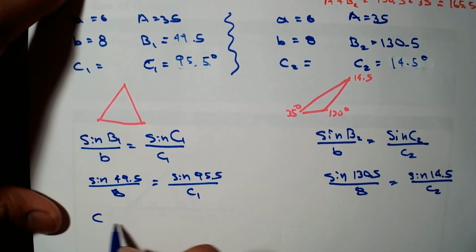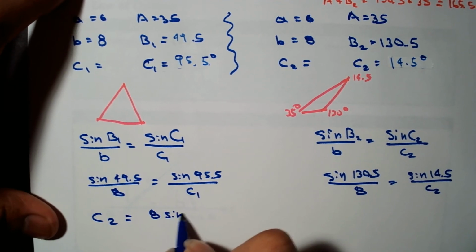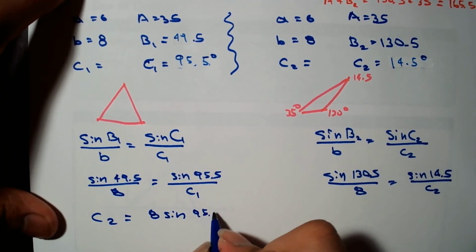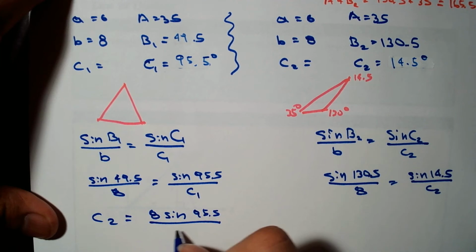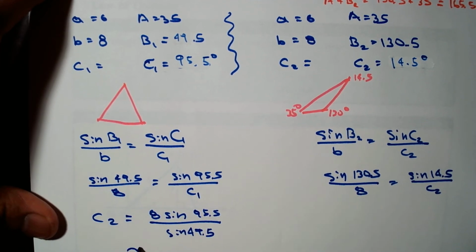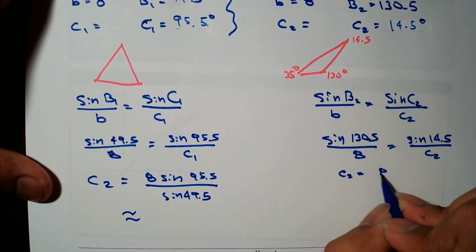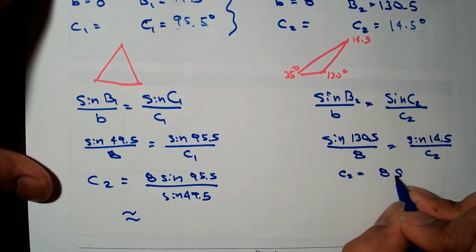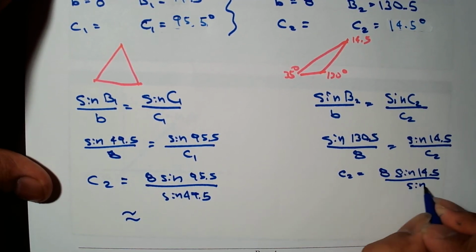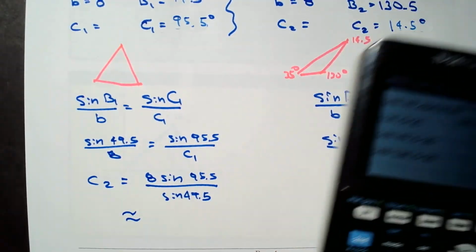So C1 will be ultimately 8 sine 95.5 over sine 49.5, which will be approximately, and then C2 will be 8 sine 14.5 over sine 130.5, approximately. Okay, let's do these calculations.